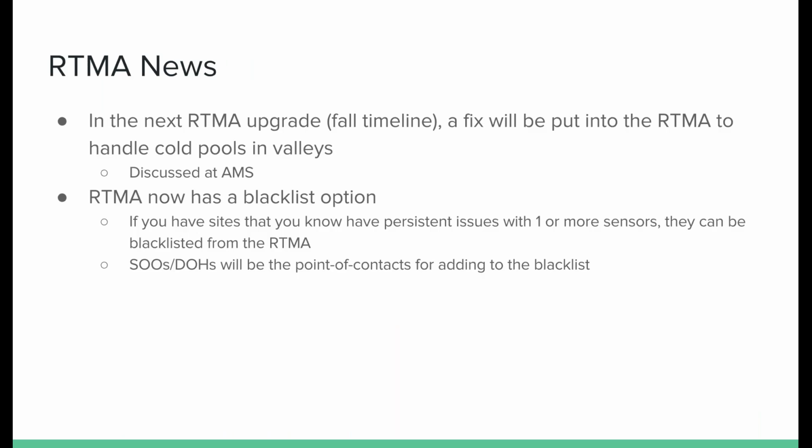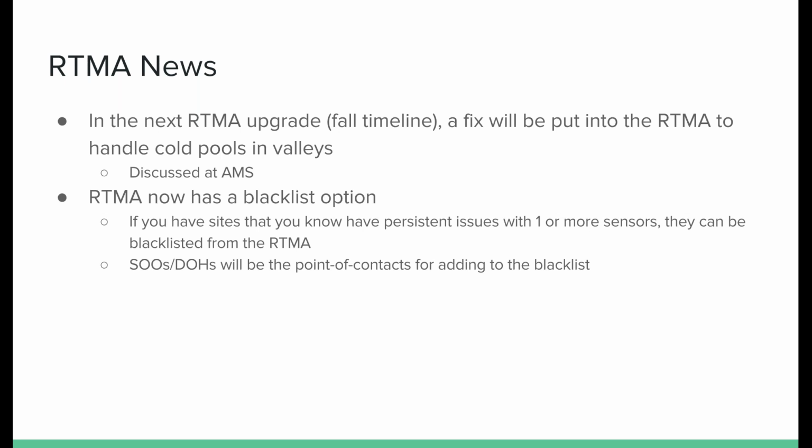Along the RTMA lines, some news here. At AMS, they noted a couple talks about cold pools and valleys. I know that's been put on their threads, and since RTMA can be used as an initial analysis for ForecastBuilder, I wanted to bring this up. That fix for the cold pools and valleys will be put into the next RTMA upgrade, which unfortunately is not till the fall, but note that it is in there.